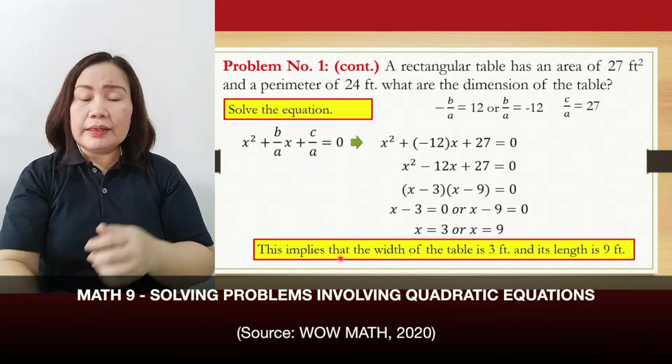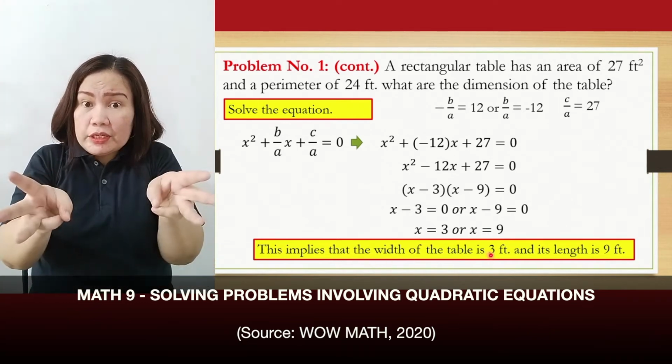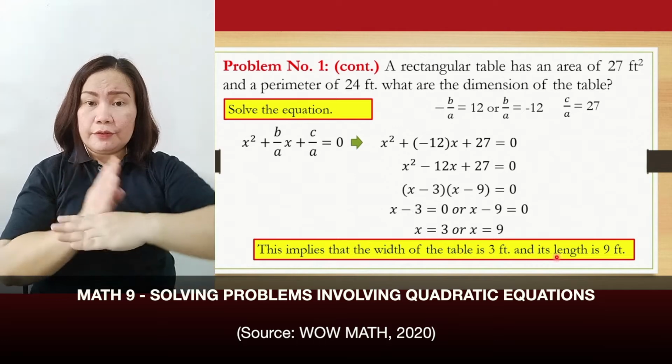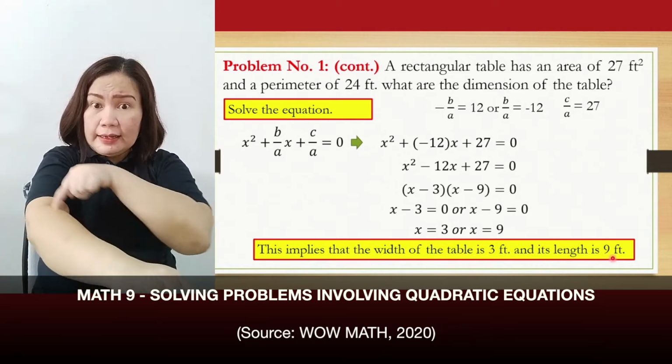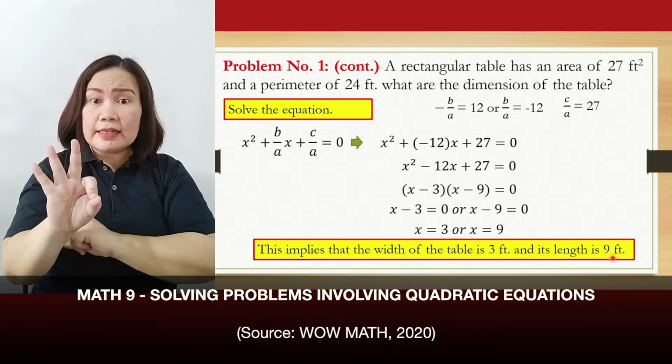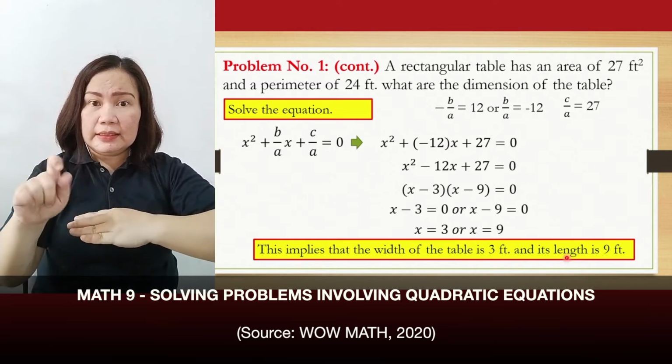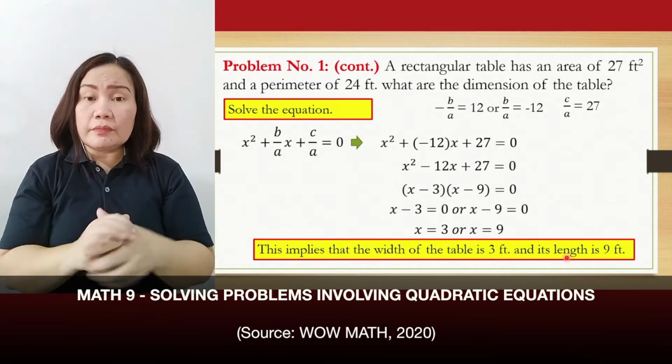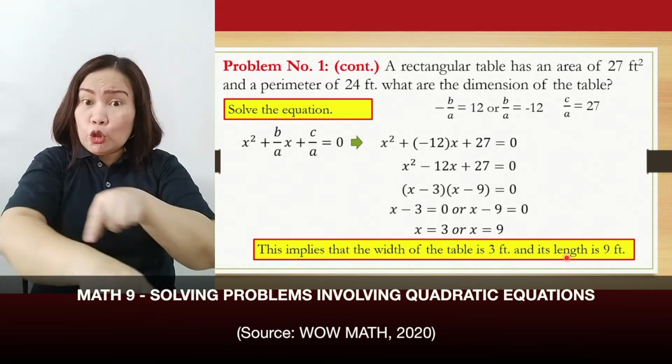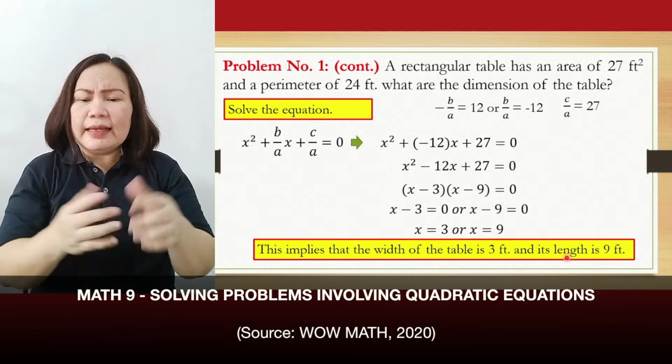So this implies that the width of the table is 3 feet and its length is 9 feet. Now, how did we know that the 9 feet is the length? We know that the length is always longer than its width. Now, let us check.